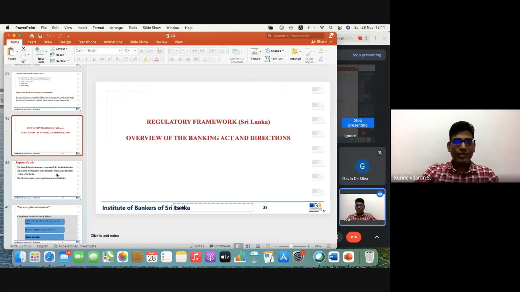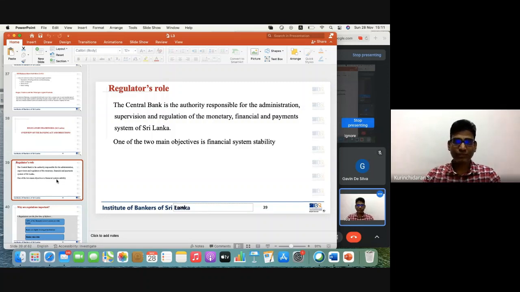Okay, when it comes to regulation in Sri Lanka, the central bank is the authority responsible for the administration, supervision, and regulation of the monetary, financial, and payment system in Sri Lanka. So the monetary system, yes, the central bank is responsible, and the financial system, yes, the central bank is responsible, and the payment and settlement system, that's also the central bank's responsibility. So the regulator's role is towards these 3 systems, right?